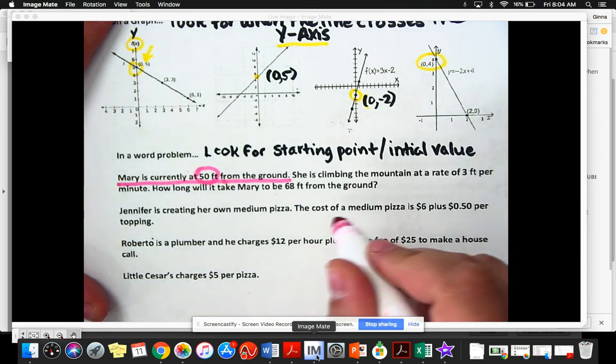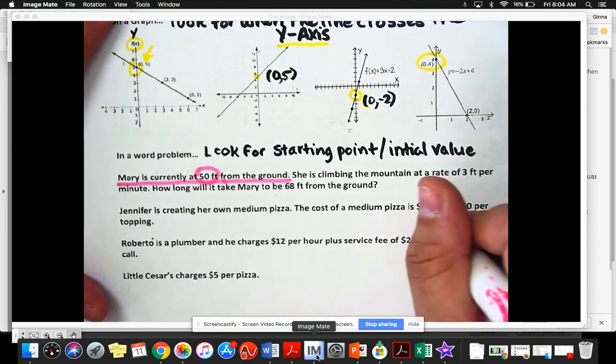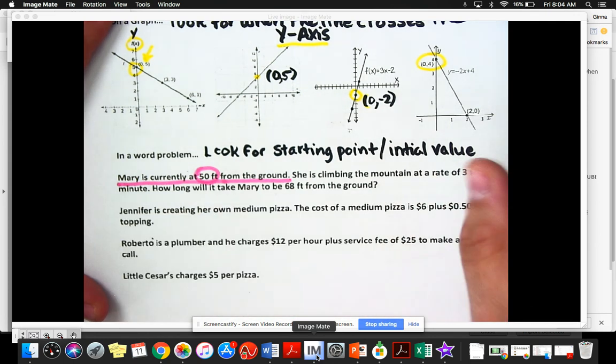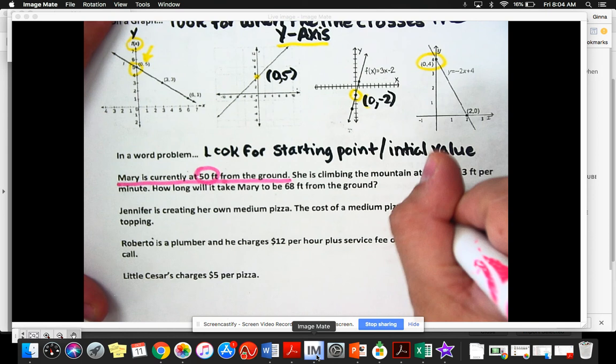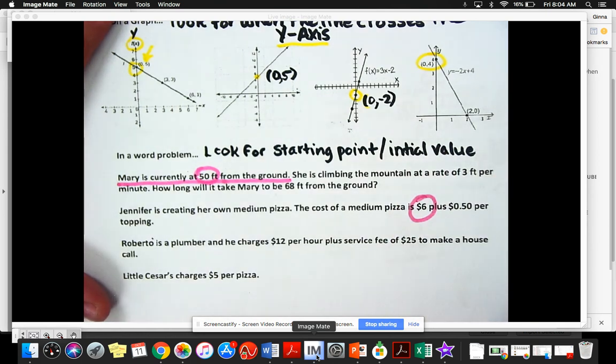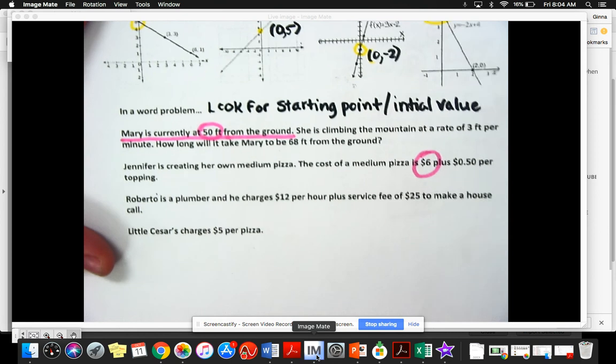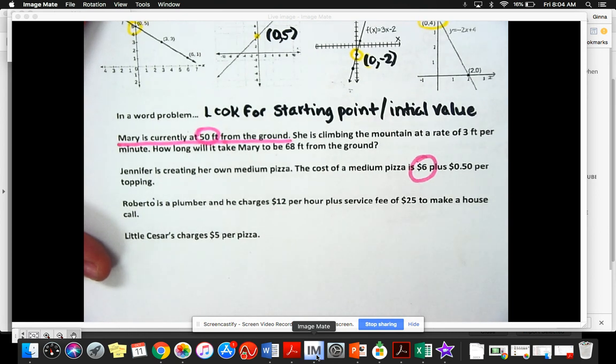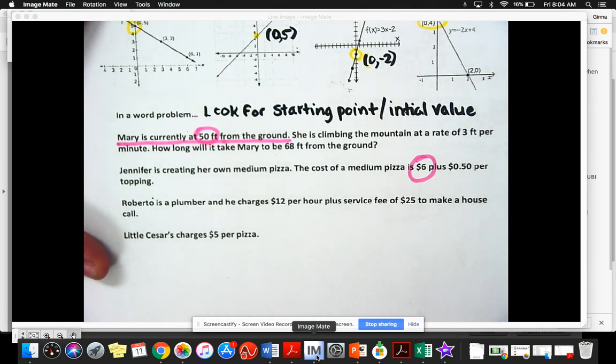If we read it, cost of a medium pizza is $6 plus 50 cents per topping. I don't care about the toppings. My pizza is going to cost $6. That is the starting point. My pizza will get more expensive after that. Roberto is a plumber and he charges $12 per hour plus a service fee of $25 to make a house call. So how much is Roberto going to get paid just to show up at the door?